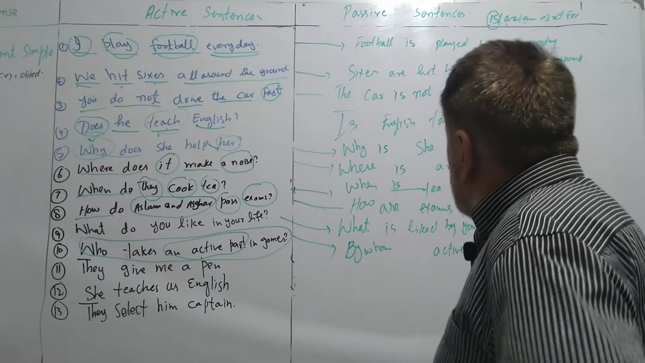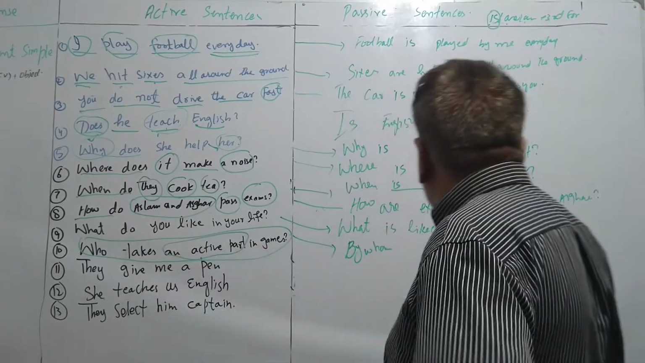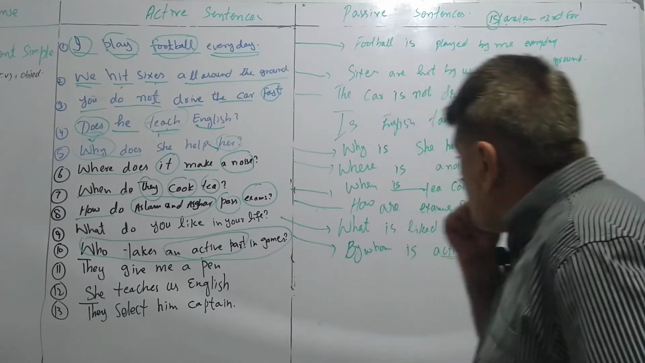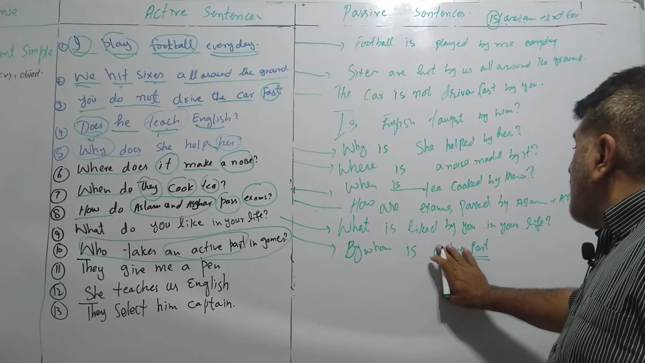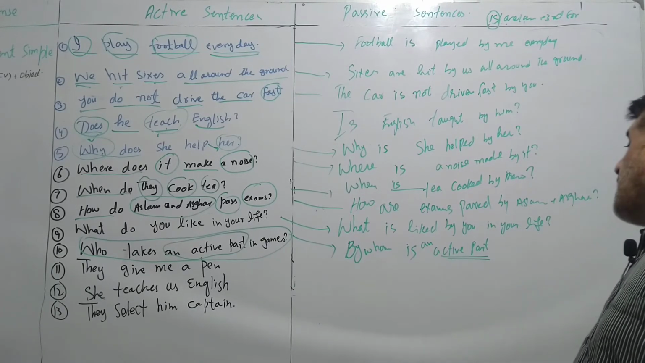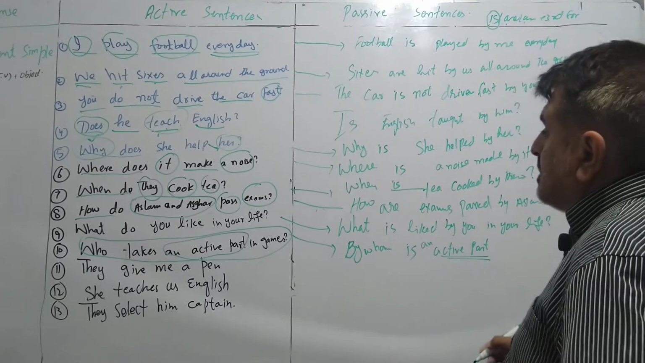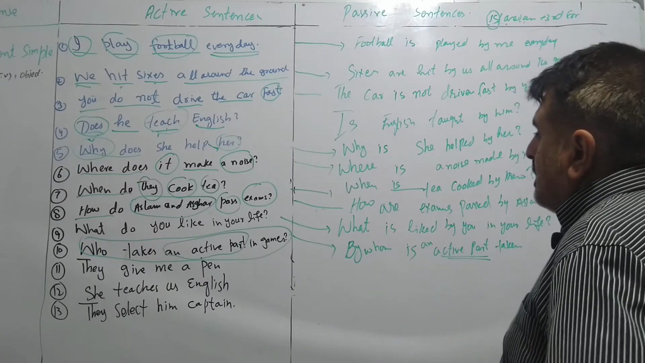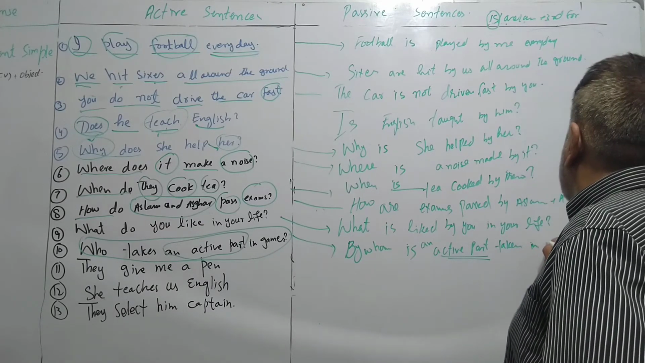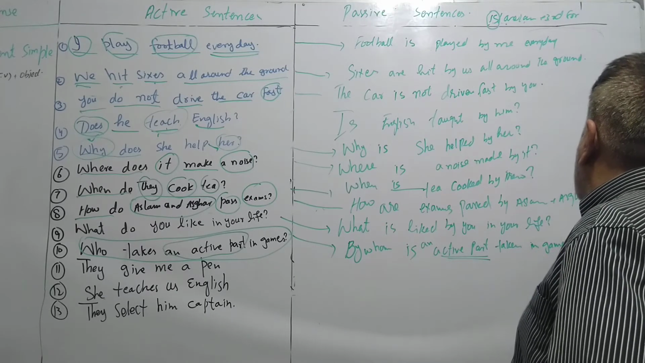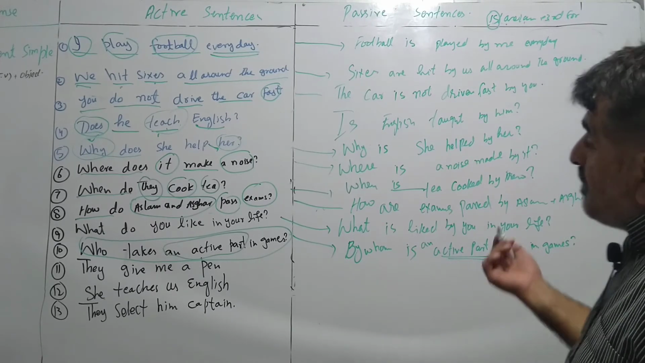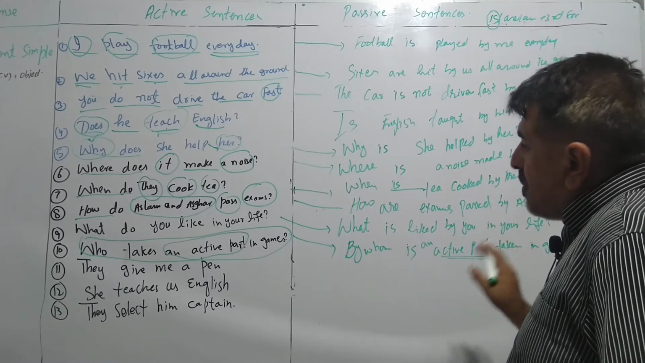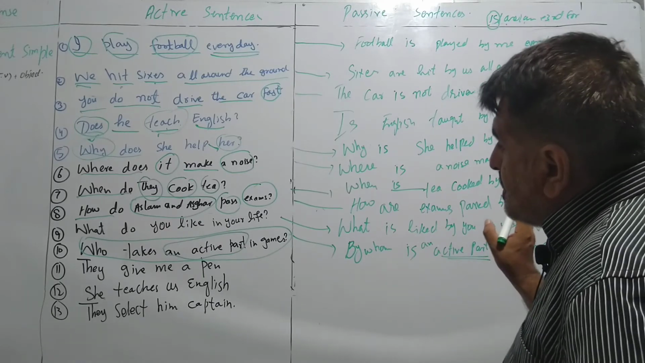Since it is a question, before the subject you should have a helping verb. By whom is an active part, taken? The third form of the word taken, and then the sign of interrogation. This is a very simple way. Accept it, don't be worried.